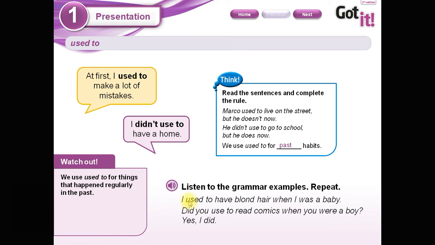Okay, so take a look at this example. It says, I used to have blonde hair when I was a baby. Did you used to read comics when you were a boy? Yes, I did.